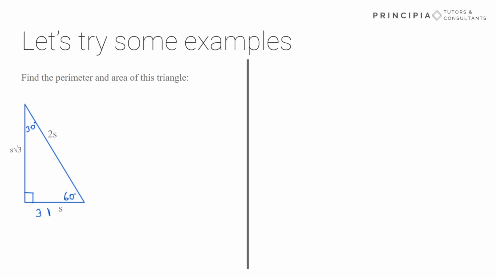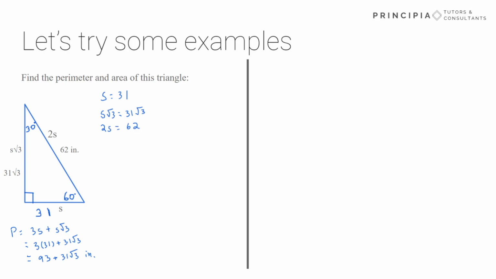Alrighty, so I can find 2S just by doubling 31 and end up with 2S is 62, so that's my hypotenuse. And then if I know that it's just S root 3, just do 31 root 3 for the longer side. And so I have all the points defined, so now I can find the perimeter and area of this triangle. We know that the perimeter of a 30, 60, 90 is 3S plus S root 3. That would come out to 93 plus 31 square root 3 inches.